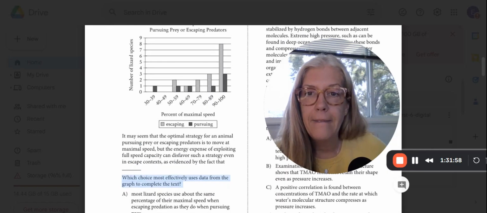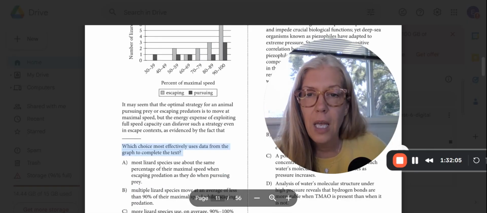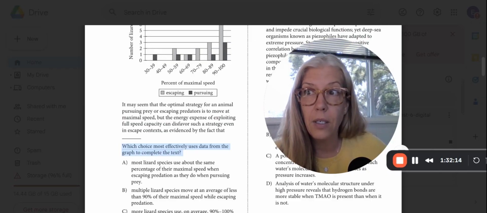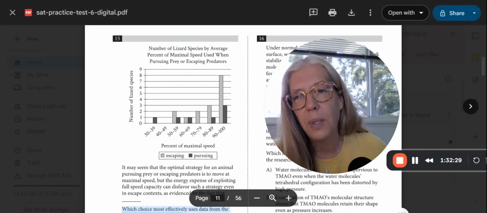And then I did peek at this, because this one uses data from the graph to complete the text. So we do have to use the graph. But all in all, the answer is going to support the main idea, and the main idea is that they should not go at 100%. Okay. A. Most lizard species use about the same percentage of their maximal speed when escaping predation as they do when pursuing prey. This is lizard species.